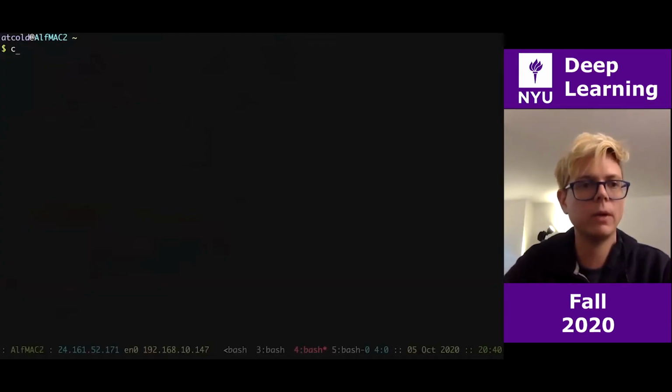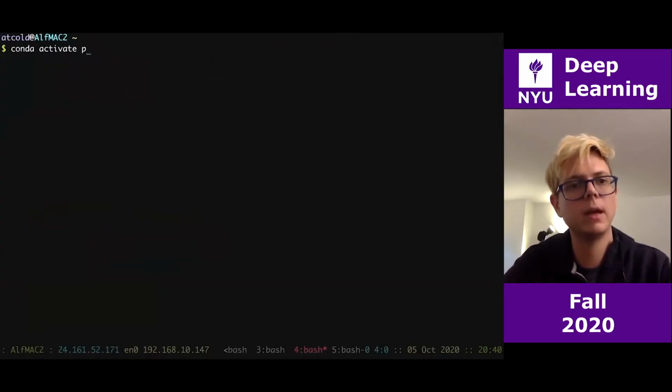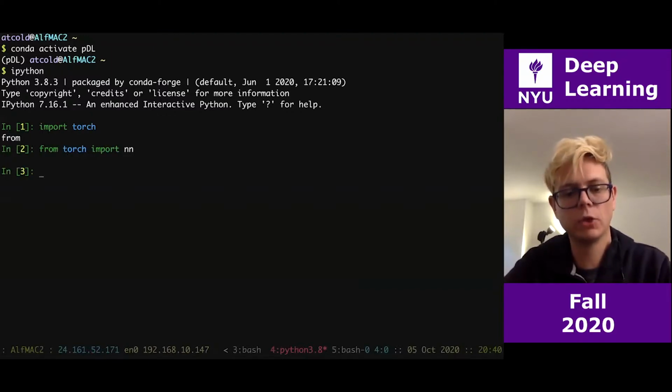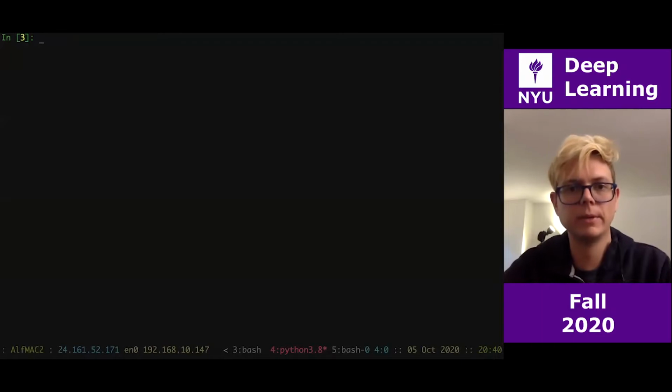I can now do conda activate pytorch-deep-learning. And then from here, I can do IPython. And then I can do import torch, and then from torch import nn. If I press Control L, I will clean up the screen such that I can see what I'm doing.